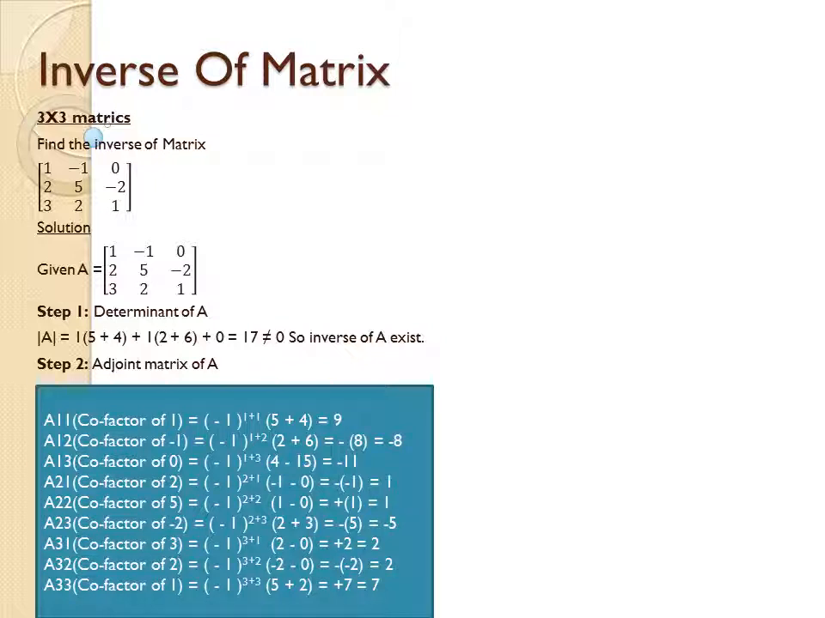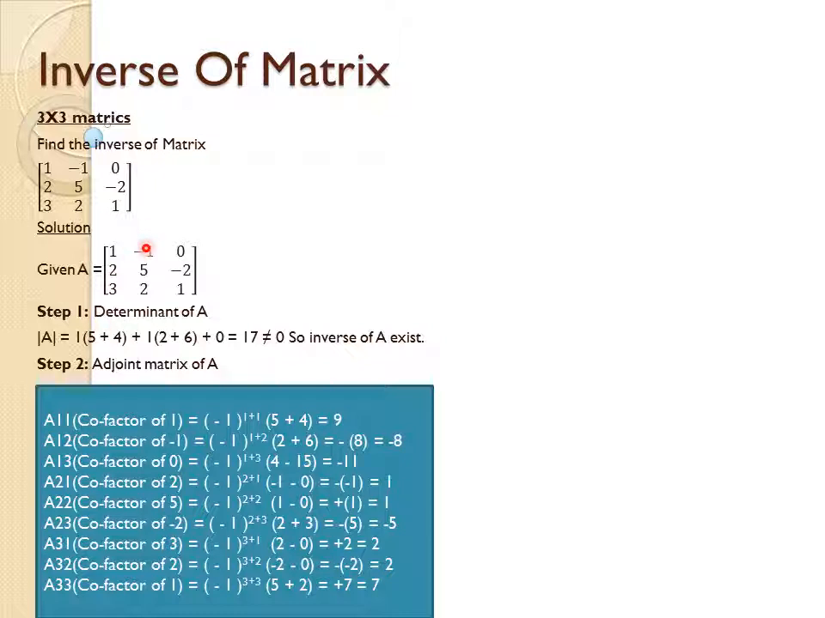Now first one, A11, cofactor of 1. Cofactor of 1 means I will remove this row and this column, and 1 1, so i is 1, j is 1, so minus 1 whole to the power 1 plus 1, that is one thing. And second is 5 plus 4, because 5 and minus of these things, so plus 4, it becomes 9.